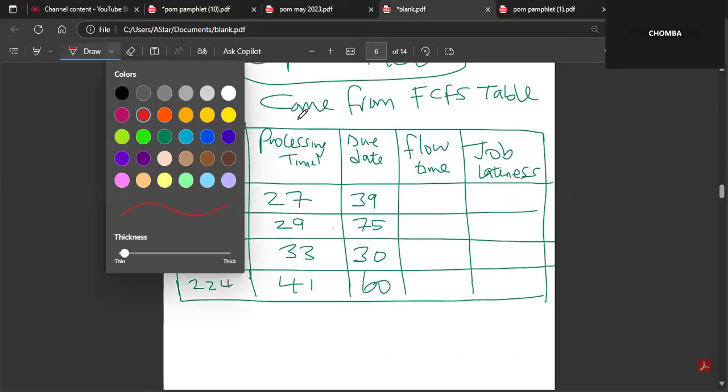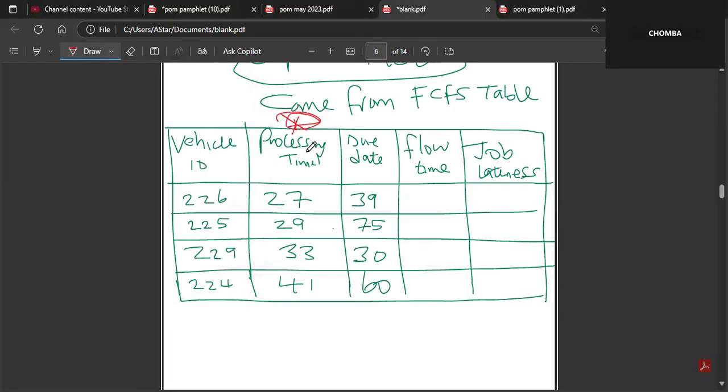Yes. So we are ranking based on the shortest processing time. It's this one we are using. So here flow time will be 27 plus 29 is what? 56, right? 27 plus 29. 56, yes. 56 plus 33, 89. 89 plus 41, 130.